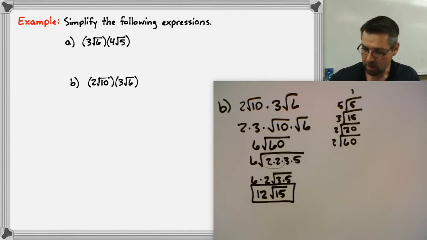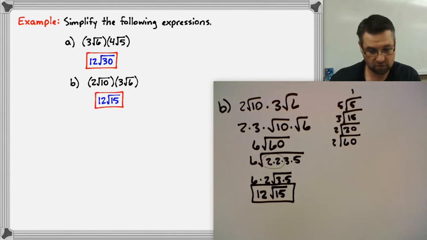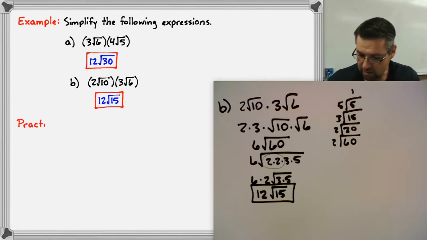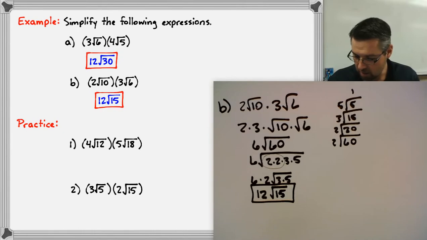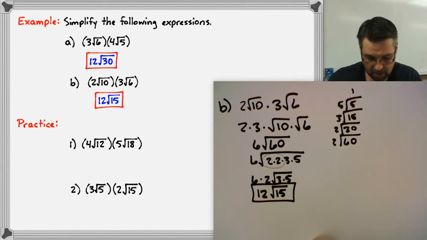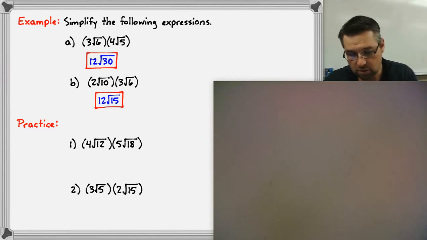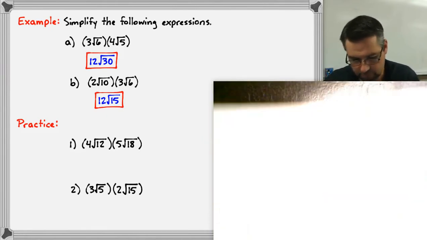All right? So let's double check my answers and make sure I am correct. We get 12 rad 30 on the first one and 12 rad 15 for the second one, so that's good. Now it is your turn. So go ahead and pause the video and you try these 2 problems. And when you're done, come back and look at how you did compared to my answer so you can make sure you know what you're doing.